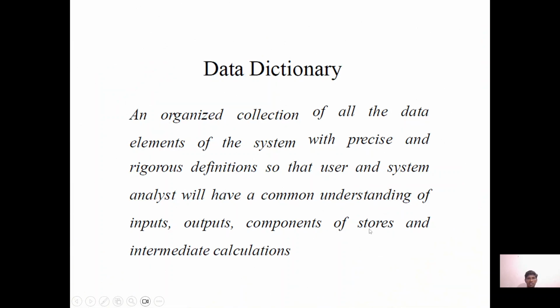Next is data dictionary. So data dictionary is nothing but data about the data. So this dictionary has the data which contains information about the data. It is an organized collection of all data elements of a system with precise and rigorous definitions, so that the user and the system analyst will have a common understanding about inputs, outputs, components of stores and intermediate calculations. So this is about data dictionary.